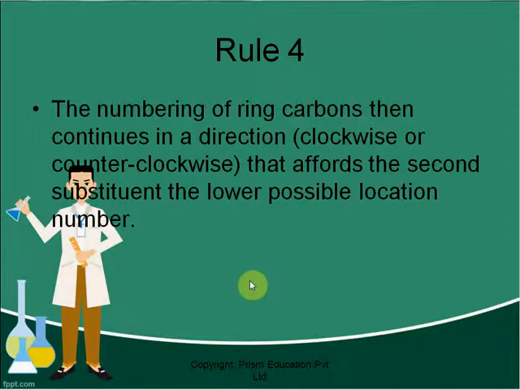Rule number 4. The numbering of ring carbon continues in a direction that affords the second substituent a lower possible location number. So the rule does not specify that once you have named one carbon, go in the clockwise direction or anti-clockwise direction. Go in any direction. The direction should be such that the second substituent gets a lower number as compared to the other direction.